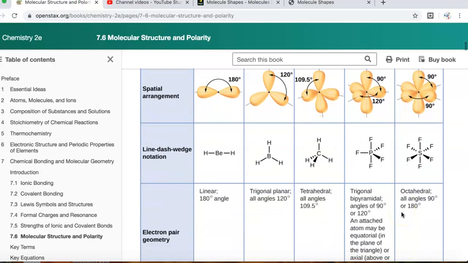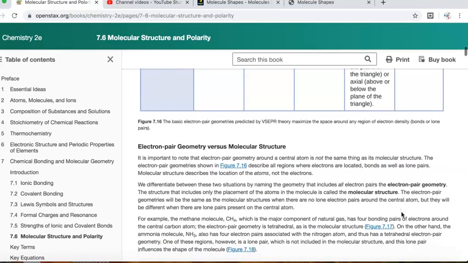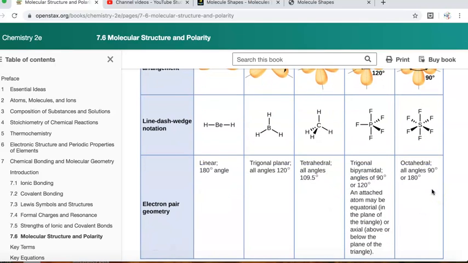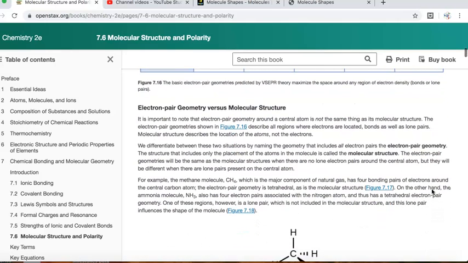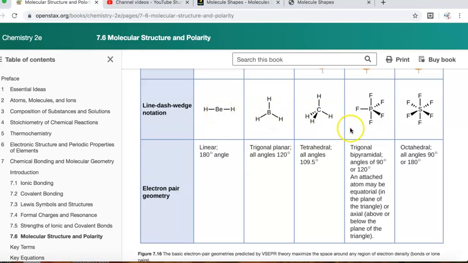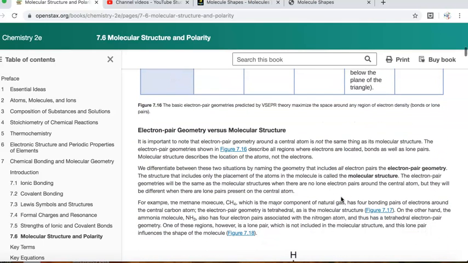All right, so next we need to learn how, so far we've just talked about molecules that have no lone pairs. But what you'll find is when a molecule has a lone pair, it affects the geometry greatly. So let's talk about this. Your book talks about electron pair geometry versus molecular structure. So we've talked about electron pair geometry, and that's whenever the central atom has no lone pairs. Molecular structure is different, though.